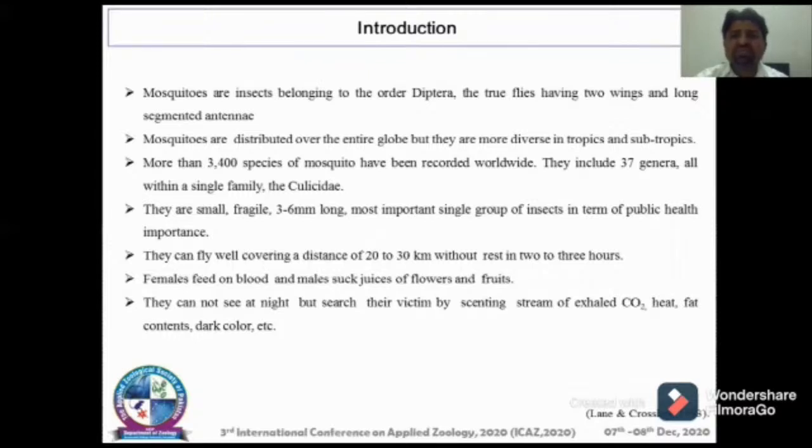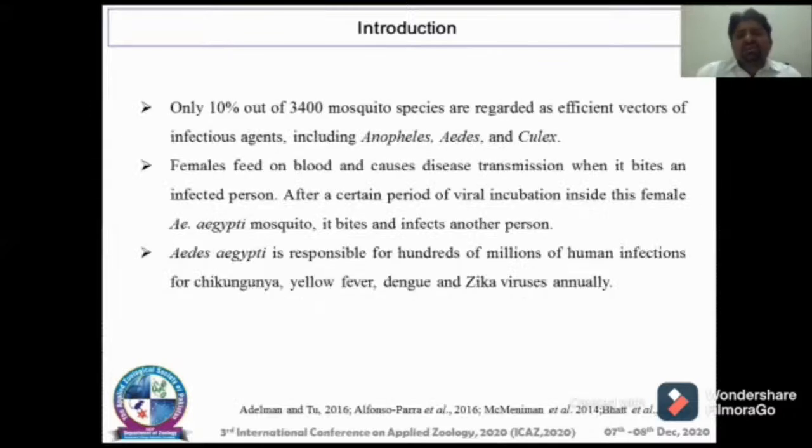All of these species of mosquitoes are included in one family. They feed on juices of flowers and fruits. All day they are outside, and females only feed on blood for their egg laying. About 300 mosquito species, around 10%, are disease causing. Only females are responsible for the transfer of diseases.